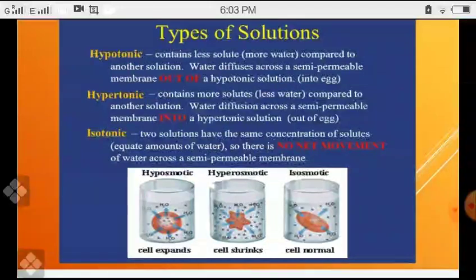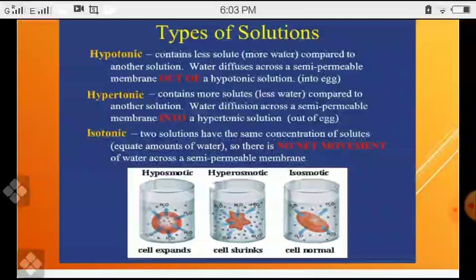Next is the hypertonic solution, which means more solutes, the salt is very high in this solution compared to the water. When you put a cell or an egg in it, what happens? Water diffusion takes place across the semi-permeable membrane into the hypertonic solution. The water molecules from the egg or the cell move out through the semi-permeable membrane into the medium. So the cell will shrink down. After the water molecules go outside, what happens? The cell shrinks, it becomes smaller.